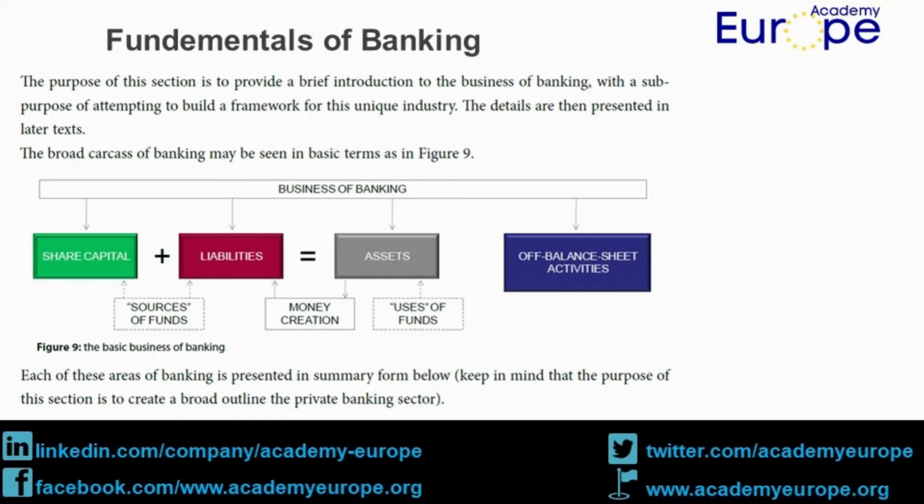The purpose of this section is to provide a brief introduction to the business of banking, with a sub-purpose of attempting to build a framework for this unique industry. The details are then presented in later texts. The broad carcass of banking may be seen in basic terms as in Figure 9. Each of these areas of banking is presented in summary form below. Keep in mind that the purpose of this section is to create a broad outline of the private banking sector.